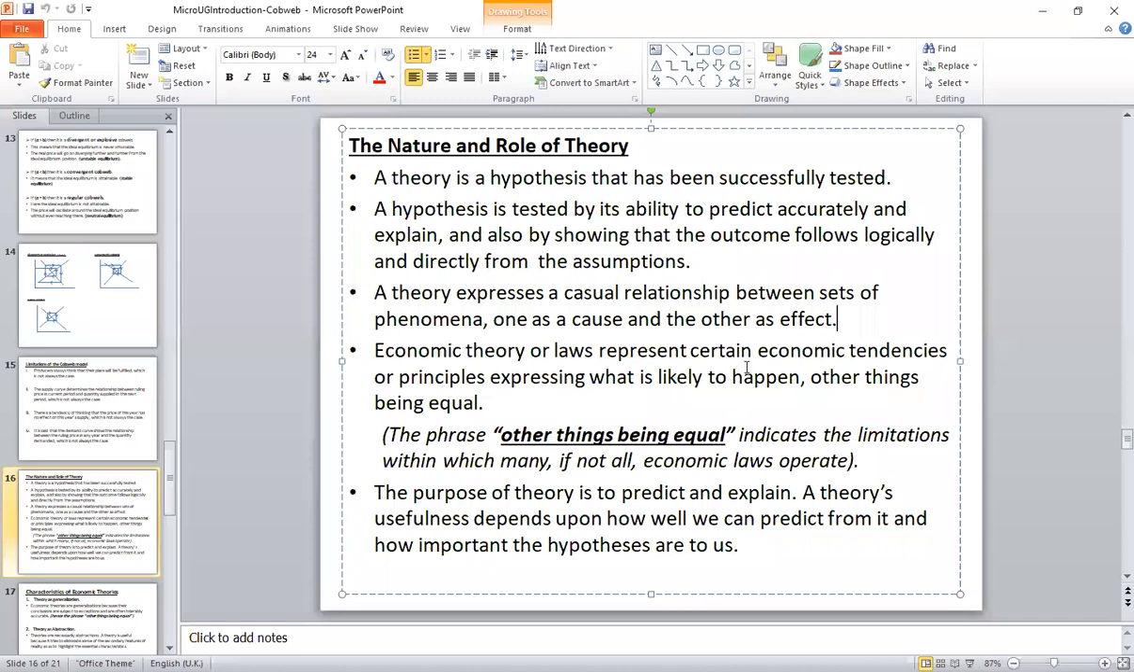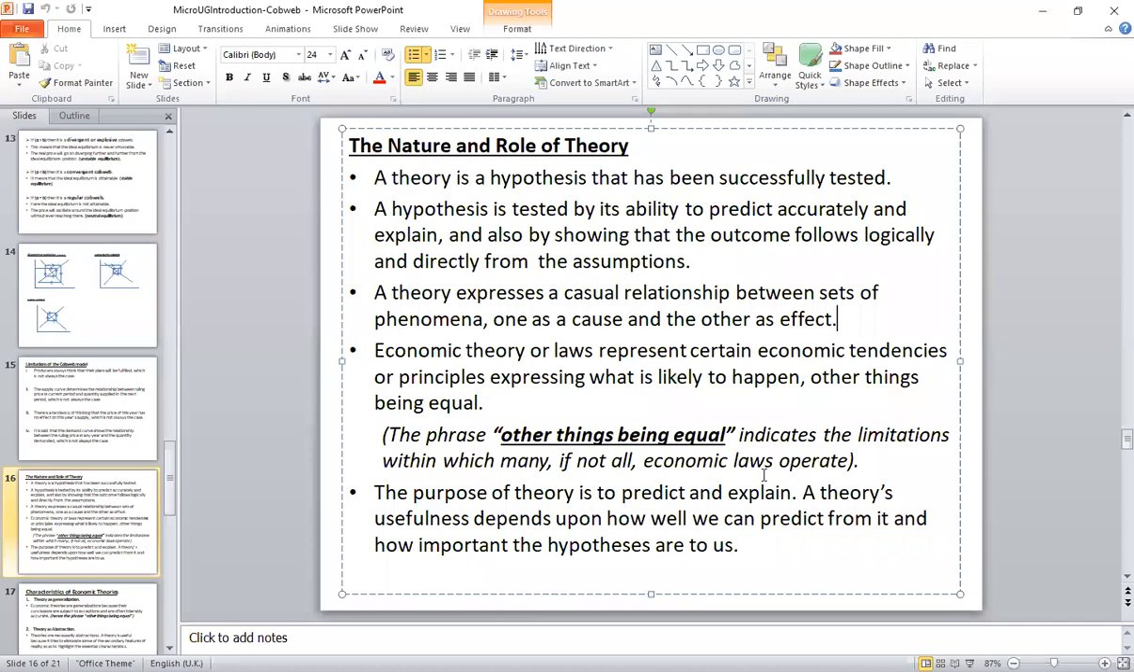So this theory expresses a causal relationship between sets of phenomena. One is a cause, the other is the effect. But like we are saying, economic theory or laws represent certain economic tendencies, expressing what is likely to happen, other things being equal.